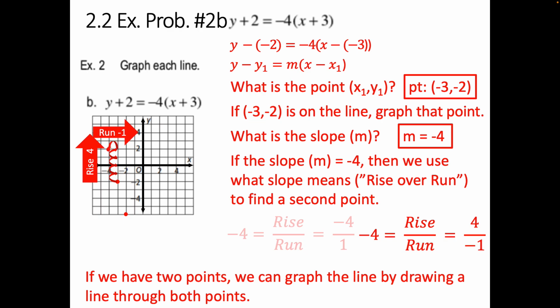And there's my point. And now you'll see that whether I went down 4 and over 1, or up 4 and to the left 1, in either case, I get the same line. And of course I do. Those points are all on the line. So either way I did it, I would get the same line.